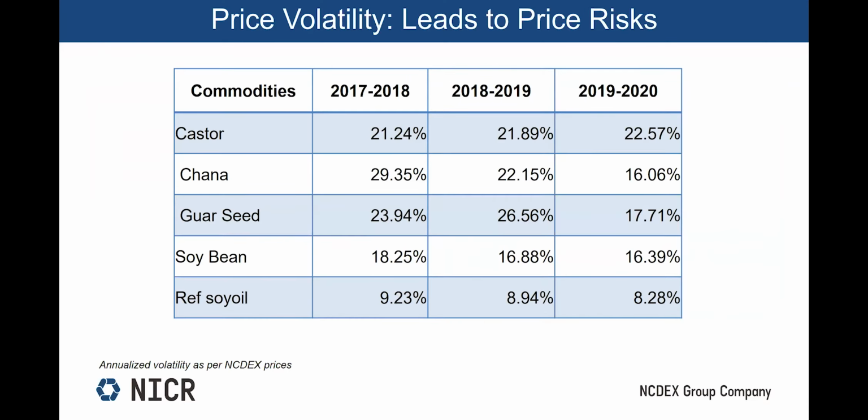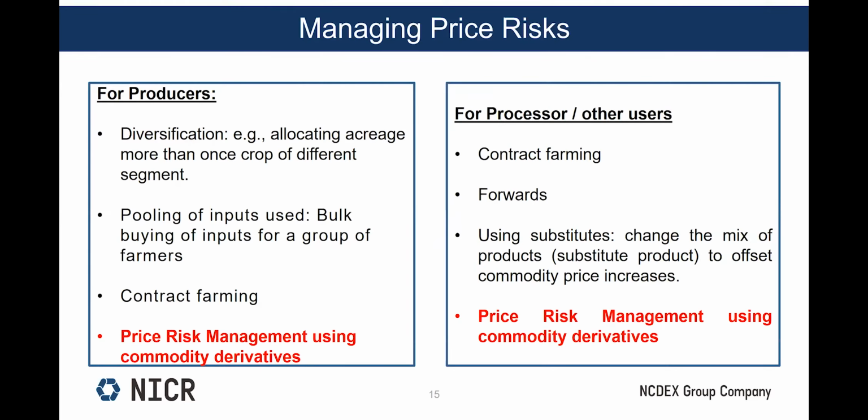If you have understood the price risk, what is important to understand is why and how we manage it. There are various ways and means. On the left side, if you look, there are producers who can manage that. There could be crop diversification. If you have 4 acres of land, you do not necessarily plant everything on one crop because you do not know what the price is going to be.